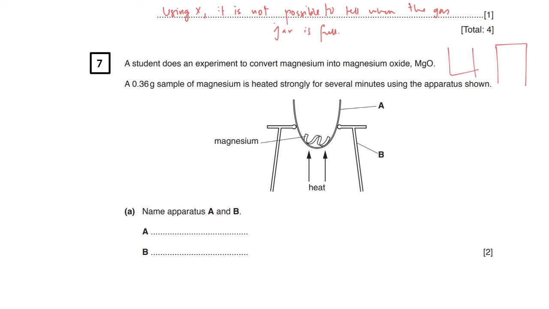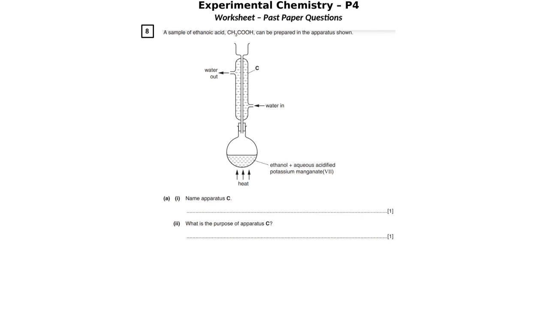So apparatus A and B. What is A? A is called a crucible, and B is called a tripod stand. So a sample of ethanoic acid can be prepared in the apparatus shown. Name apparatus C. I have done this like a million times.